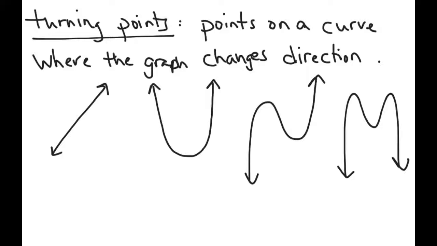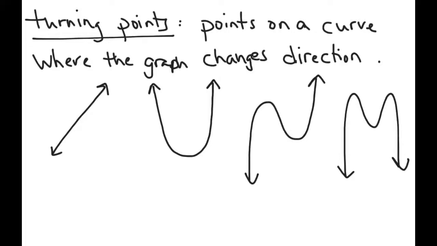In pre-calculus, we'll call these critical points because these points are very important. The turning points are the points on a curve where the graph changes direction. And by changing direction, I mean it was going up and now it's going down, or the graph was going down and now it's going up.